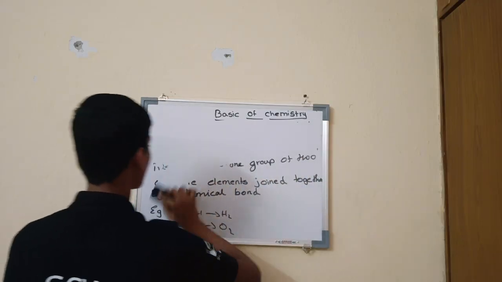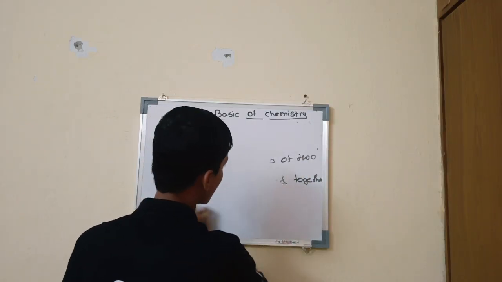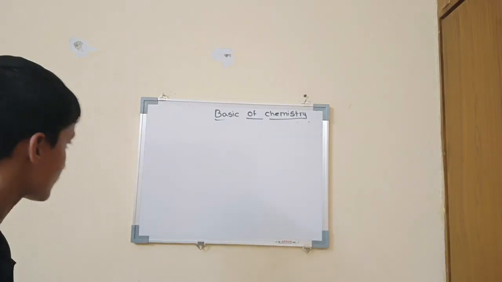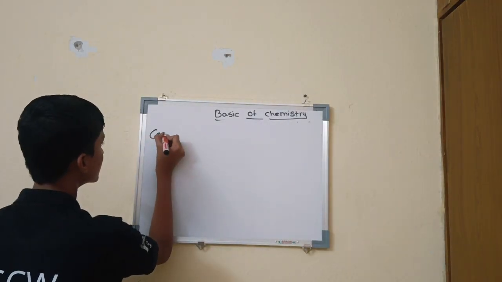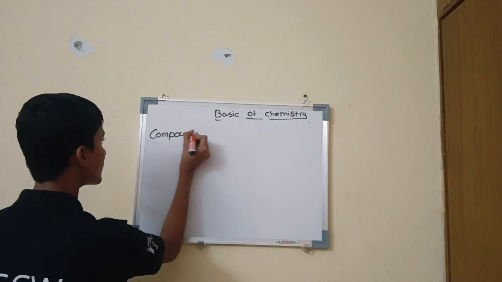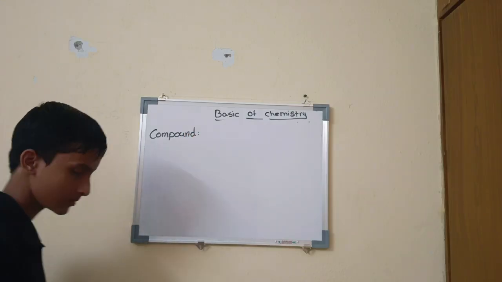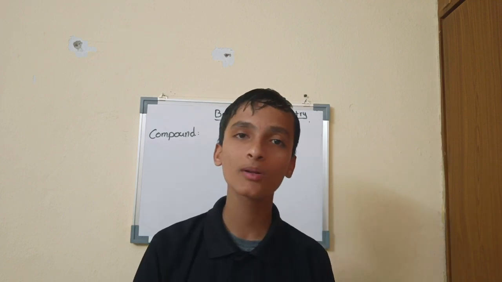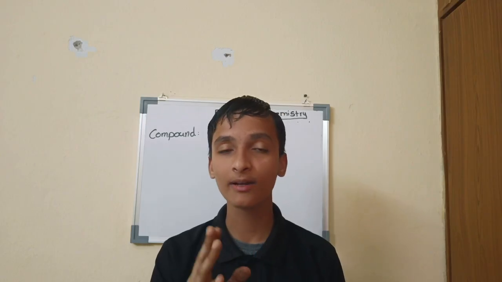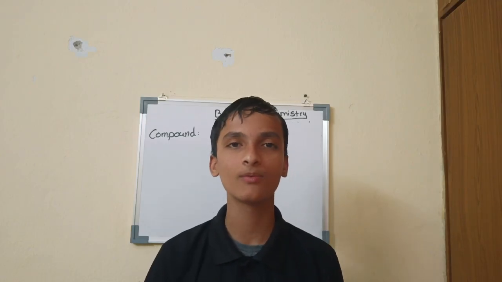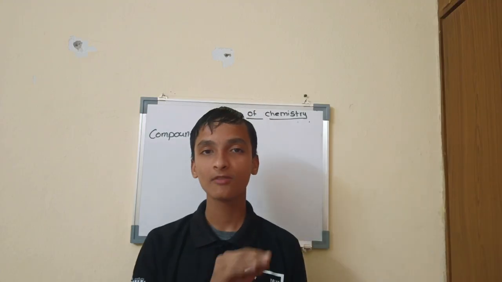Next, compound. Compound is a substance which is composed of two or more elements which are chemically combined with one another in a fixed ratio by weights. Fixed ratio by weights is called compound.